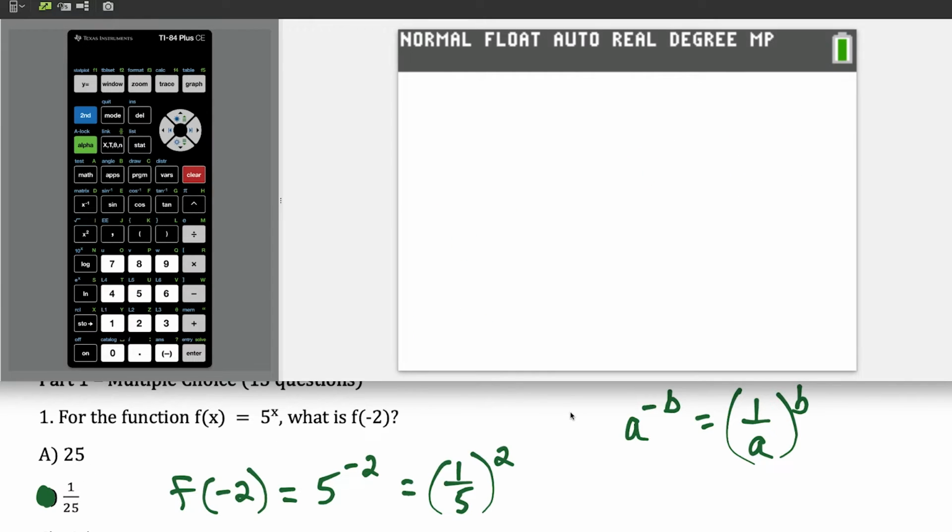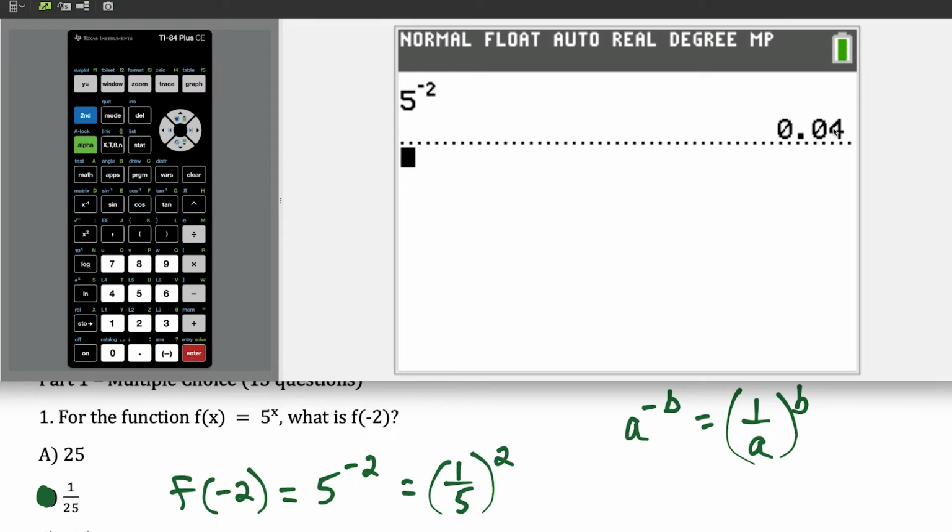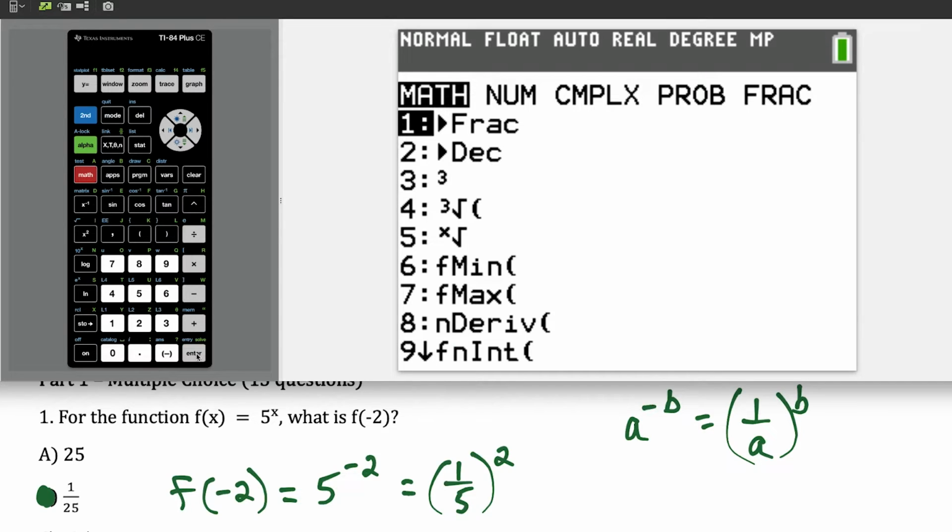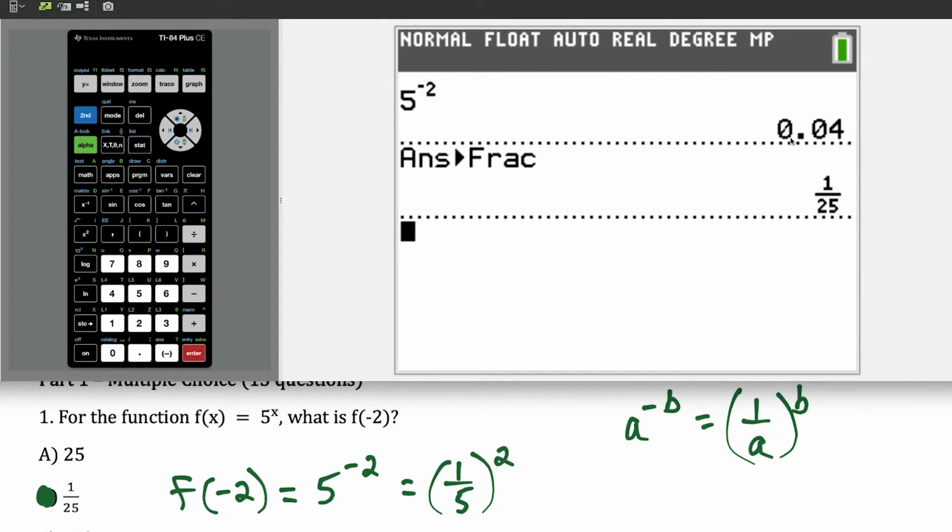Now, let's say you are allowed to use a calculator for this. What you could also do is press 5, press the exponent button here, and type in negative 2. And when you type this in, you get 0.04. And if you have the TI 84 plus CE, from here, what you could do is just press math, enter, enter to turn this into a fraction. And you'll see that this does match with 1 over 25. So choice B is definitely our answer.